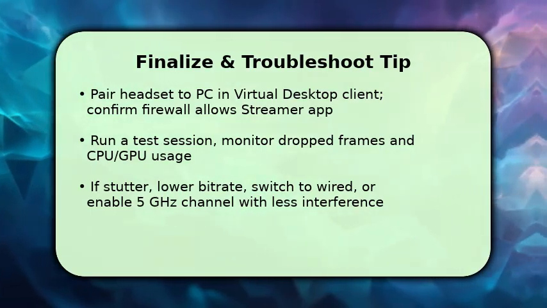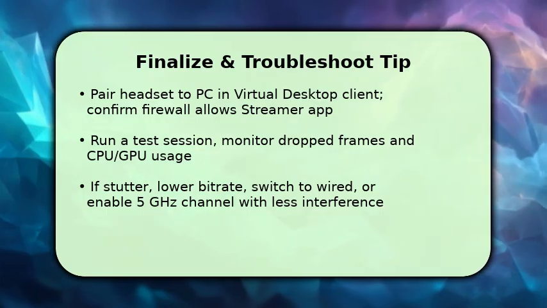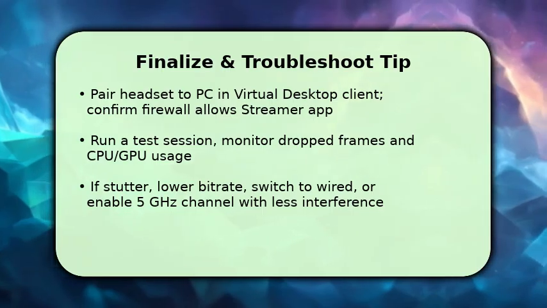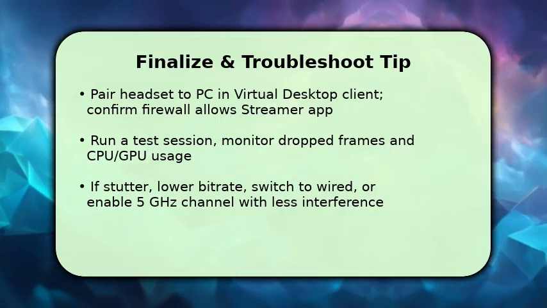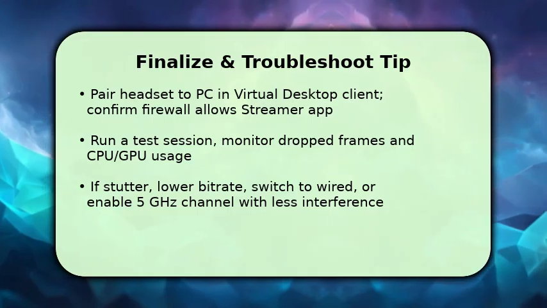Start a test session and watch dropped frames along with CPU and GPU usage so you know where limits are. If you experience stutter or disconnects, a key troubleshooting tip: lower the bitrate first, then try wired Ethernet or change the 5 GHz Wi-Fi channel to avoid interference.